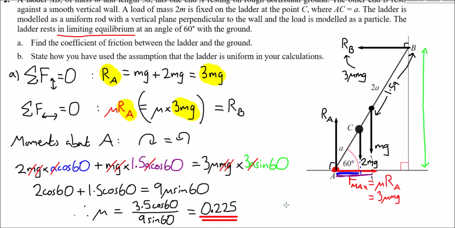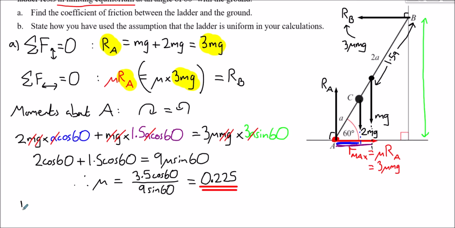We've not done B though. I was almost tempted to move on without thinking about B. Whoops-a-daisy, that would be bad. State how we use the assumption that the ladder is uniform in the calculations. Well, that's quite simple as long as you don't lose your head in the exam. We used the assumption that it was uniform to deduce that the centre of mass can be modelled at the halfway point. So we just need to put into words that idea that we've used.